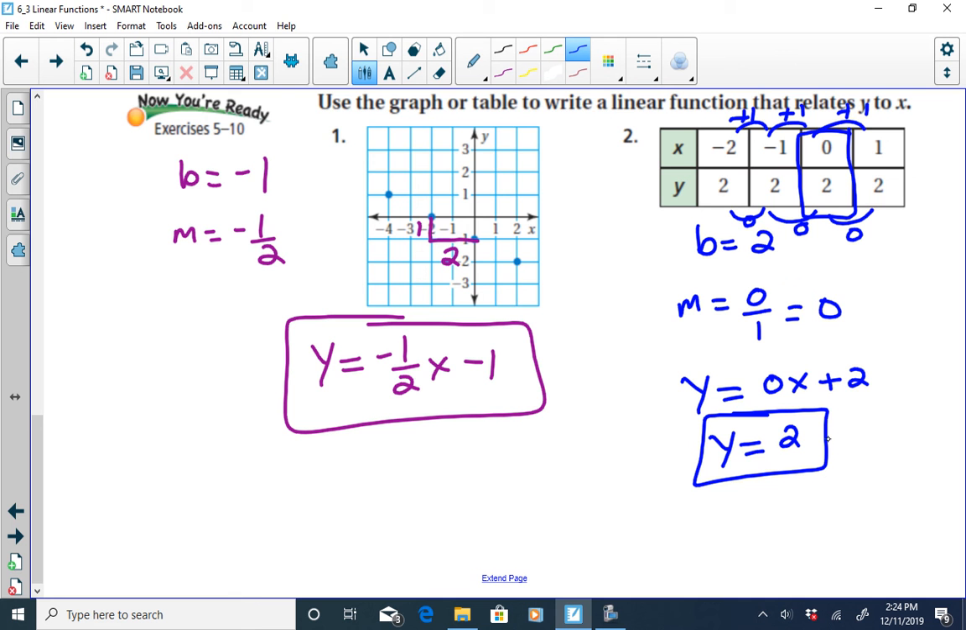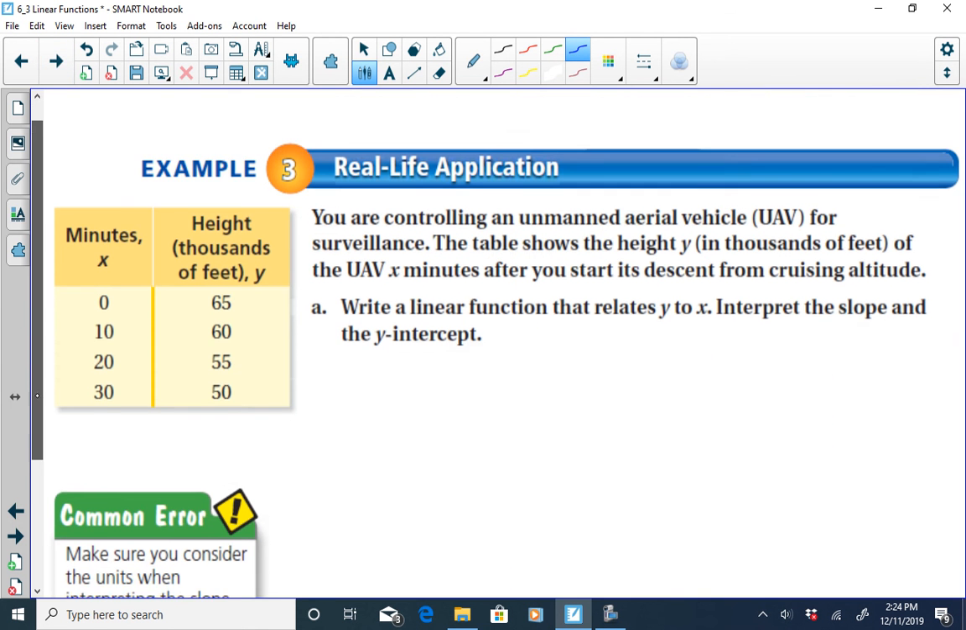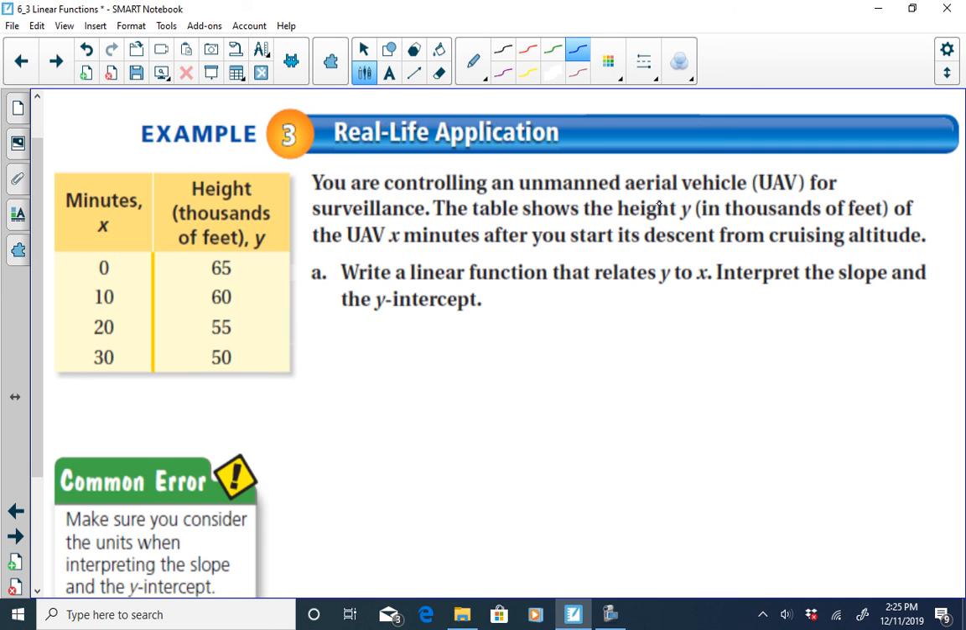And the equation for that line is y is equal to 2. All right, let's see what we have here. You're controlling an unmanned aerial vehicle for surveillance. The table shows the height y in thousands of feet of the UAV, x minutes after you start its descent from cruising altitude. Write a linear function that relates y to x. Interpret your slope. Interpret the y-intercept.